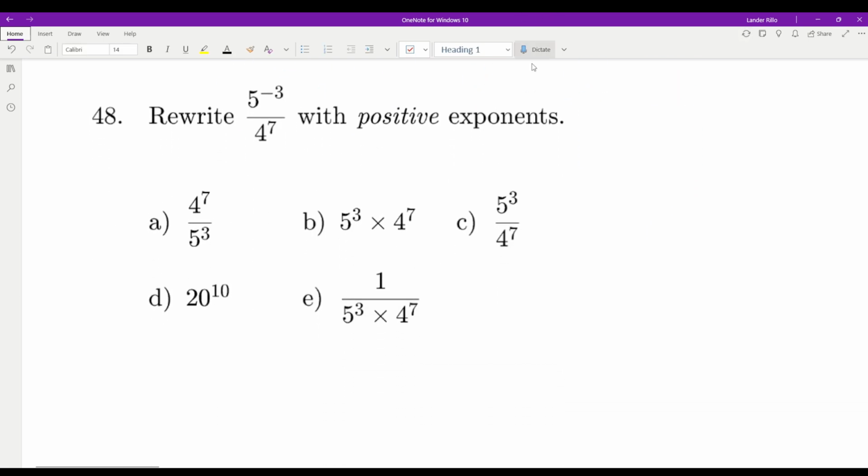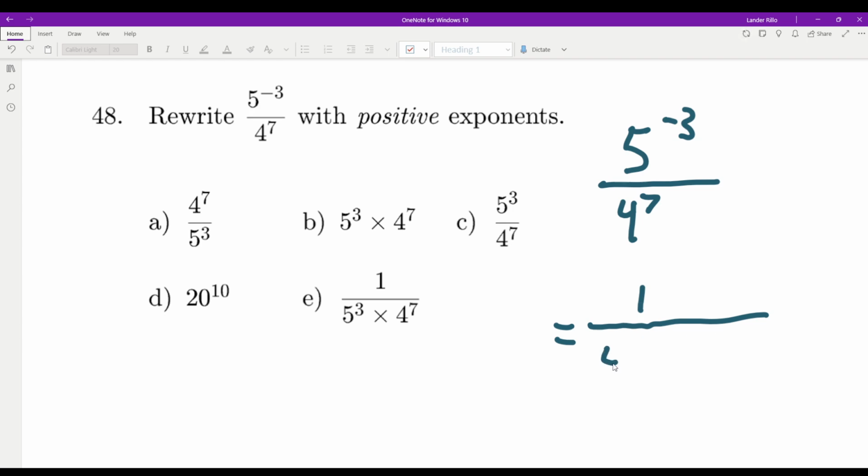Rewrite with positive exponents. Remember that same rule that we had? You only want to move the one that the power is attached to. This negative 3 is attached to this 5. So you only want to move that one down. So there's a 1 left behind. And then 4 to the 7 times the 5 to the 3 is now moved to the bottom with a positive exponent now. And you should get E.